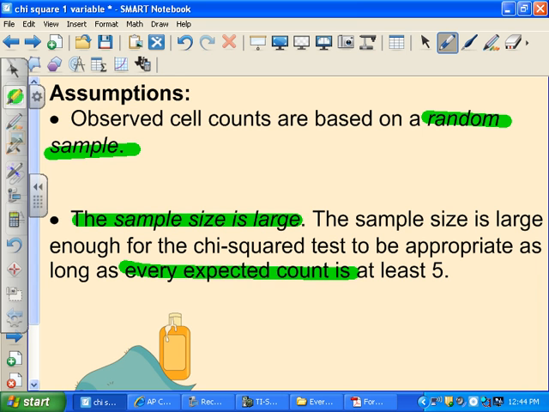Sufficiently large is every expected cell count is at least 5. Again, I'll say it, expected cell count, not actual cell count. We'll talk about expected in a sec. The third thing that you need, instead of random, independent, and normal, we want random, large enough, and categorical.